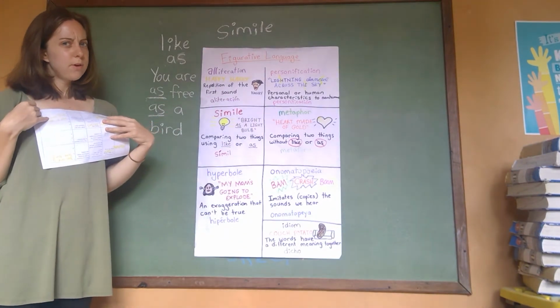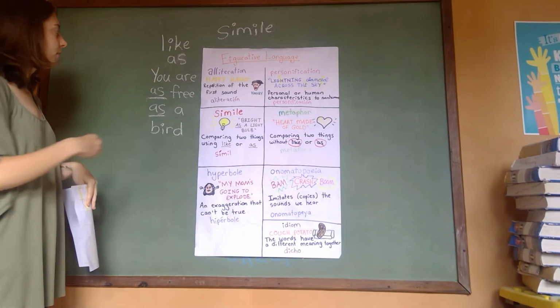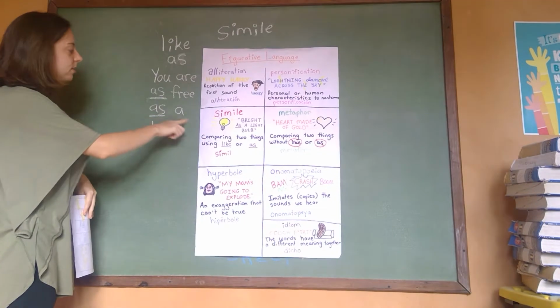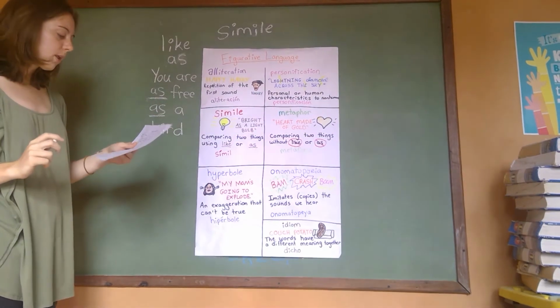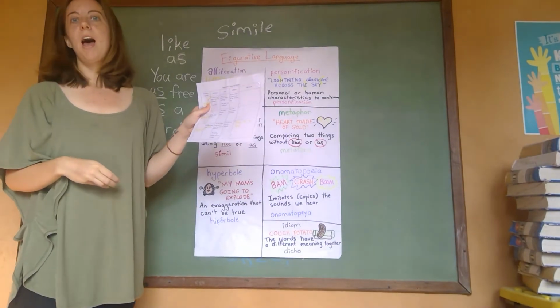Obviously, because I'm at school right now, I am not free as a bird. But when I go home, then I will be as free as a bird, just like you. So you are as free as a bird. Simile. Or you could say, here's the example, the boy is as fast as a cheetah.